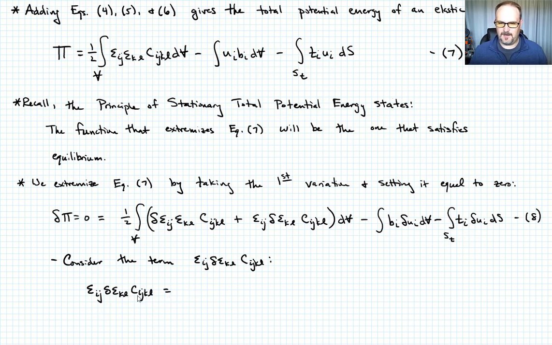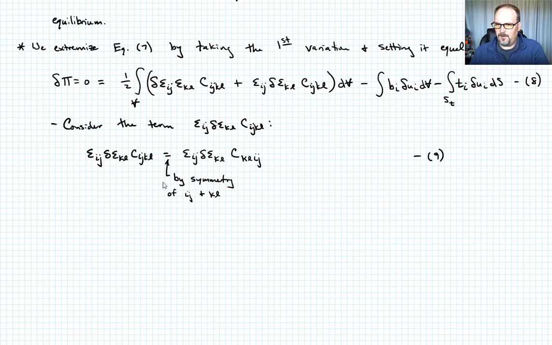Well, we can say that C_ijkl is symmetric in both ij and kl. We can swap those, right? So I'll just say it is equal to, and this is by symmetry of ij and kl, epsilon_ij delta epsilon_kl. Nothing changes there, but this is the same statement as saying C_klij, right? That's just part of the symmetry that emerges from this fourth order tensor. Okay, so let's call that equation 9.